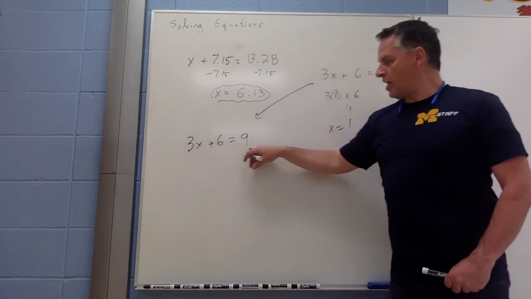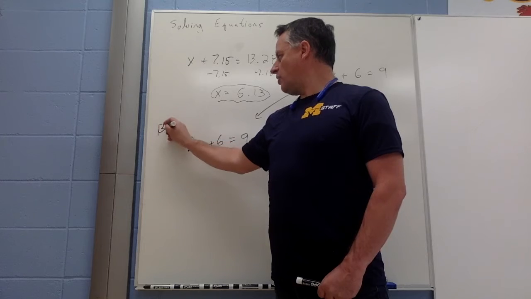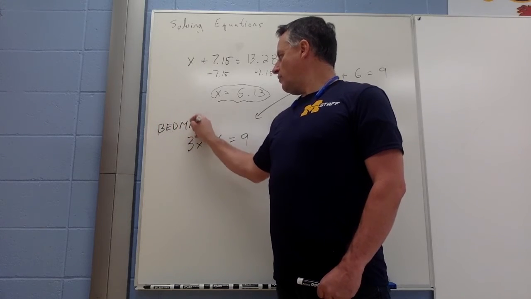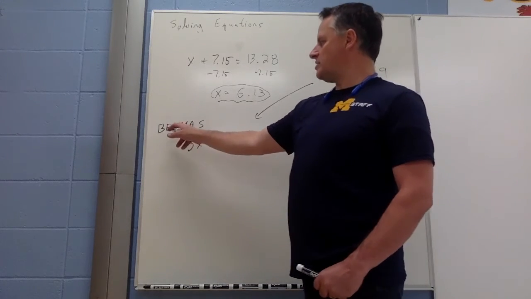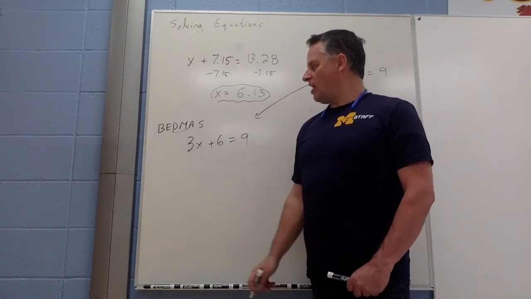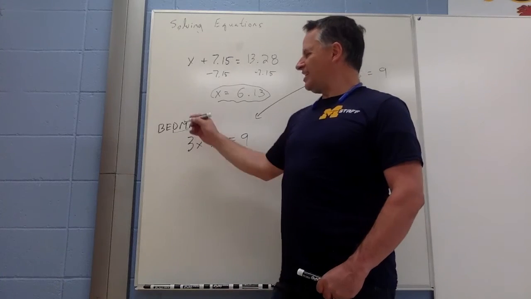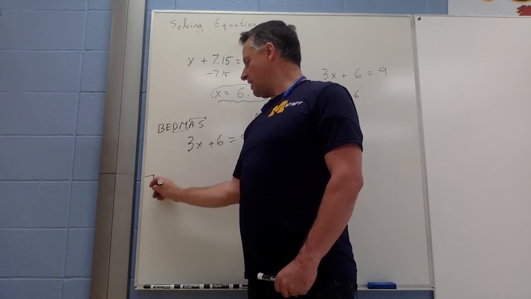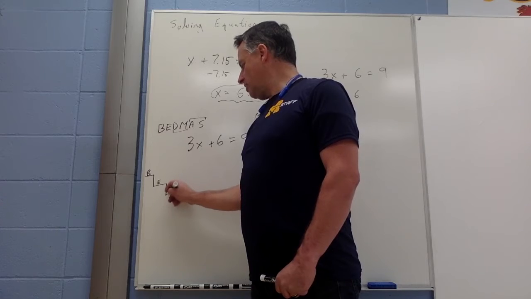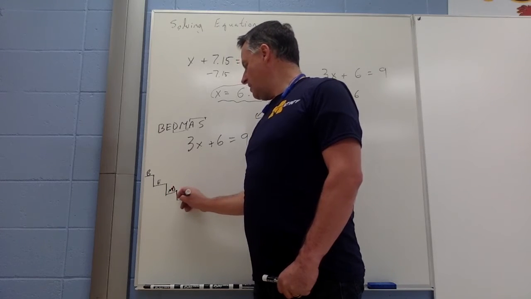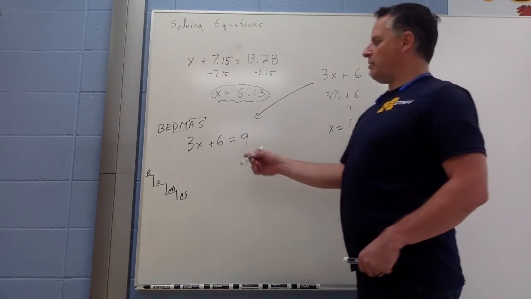When you have multiple operations in a linear equation, I try to remember BEDMAS, or for my Americans down south, PEDMAS, but I like BEDMAS better. Brackets, exponents, dividing and multiplying, which are at the same level, and adding and subtracting, which are the same level. So realistically, BEDMAS goes like this: brackets are at the highest, then exponents, then multiplying and dividing can be done together, and adding and subtracting can be done together.